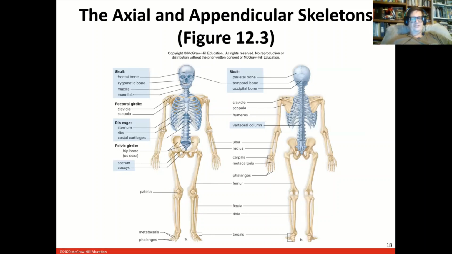So if we look here at the axial skeleton, it's naming bones of the skull, and we'll definitely want to know things like that. The rib cage, well, let's go over these. So the frontal bone is right here in front. Pretend to be shocked by that, okay?